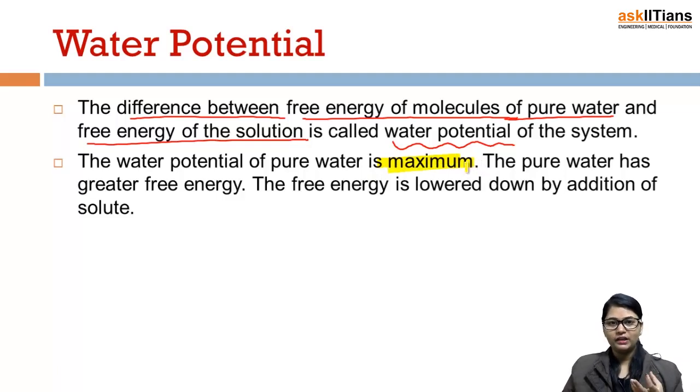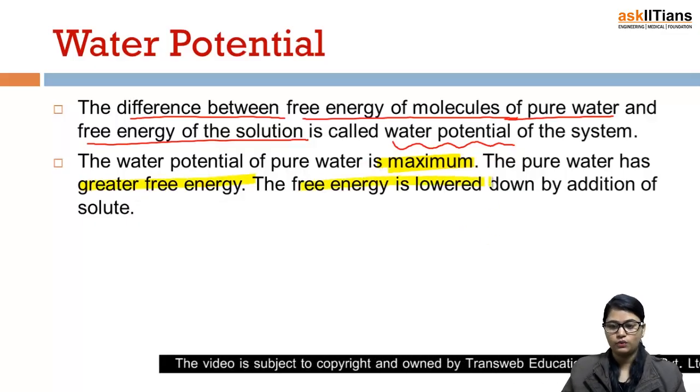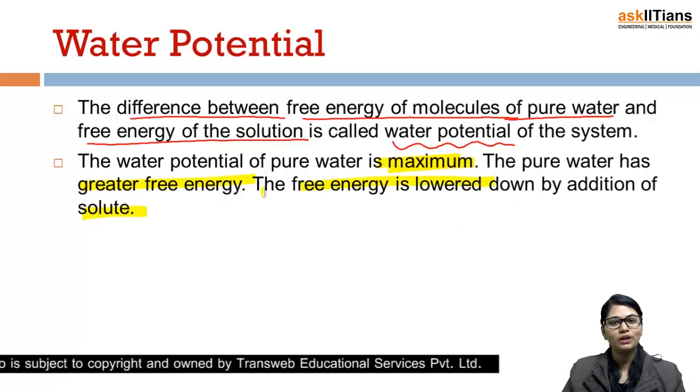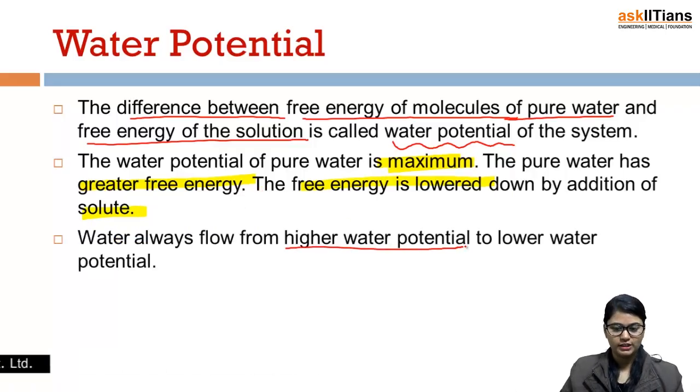Why? Free energy reduces whenever we start adding solutes to pure water. The free energy will start to lower down. So that's why the water potential of pure water is maximum, because it has greater free energy, and free energy is lowered by the addition of solute. Water flows from higher water potential to lower water potential.